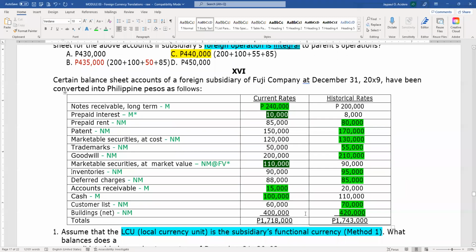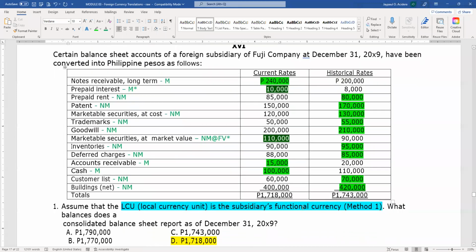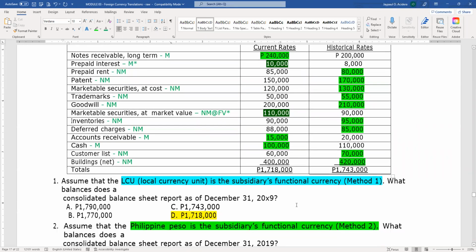Okay, so other problems or other foreign currency translation problems will be uploaded in a separate recording para mas marami kayong reference, okay? But please do watch them before your prelim exam.